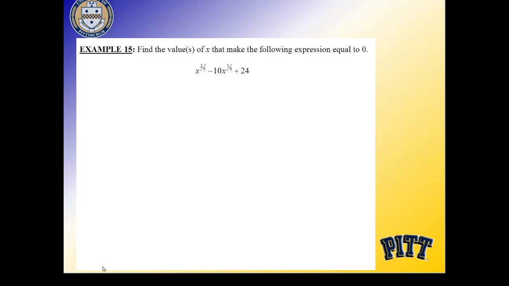Students are sometimes given problems like this, and you're going to see problems like this crop up in many different ways, shapes, forms, or manner throughout this entire course. Here they're saying find the values of x that make the following expression equal to 0. So essentially we're setting this equal to 0. We want to solve the equation. So students will sometimes say, well, how do I do that?